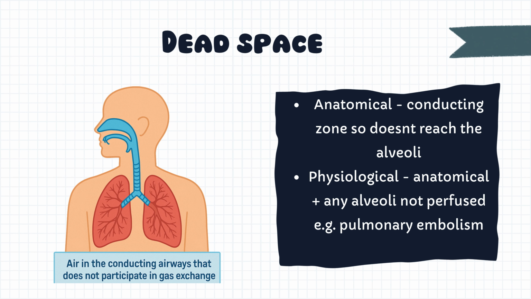There are two main types of dead space. Anatomical dead space is the air in the conducting zone, from the nose and mouth to the terminal bronchioles. It's normal and present in everyone.